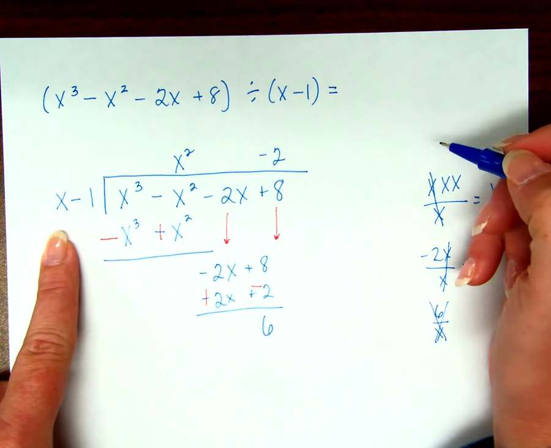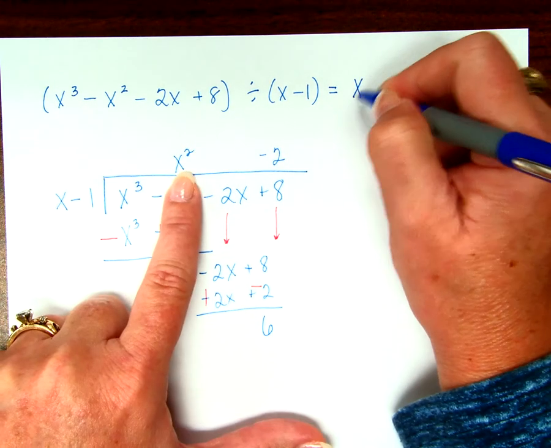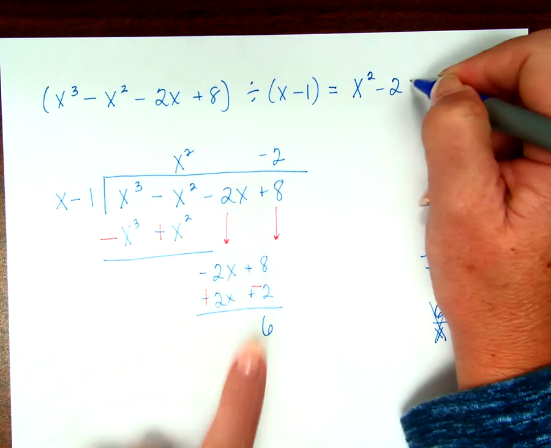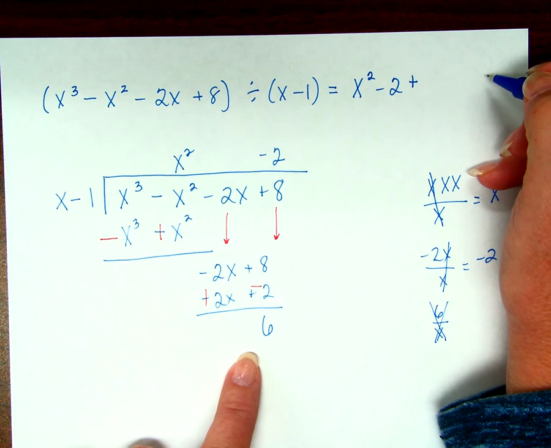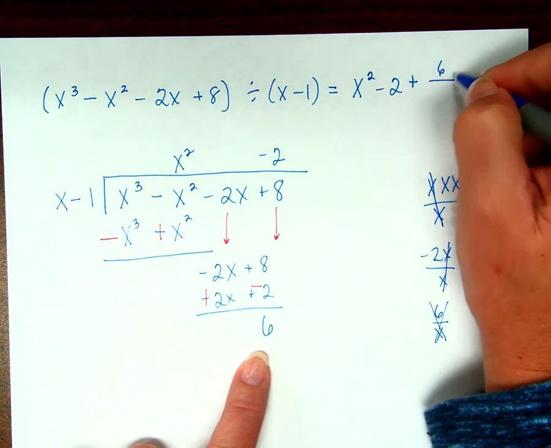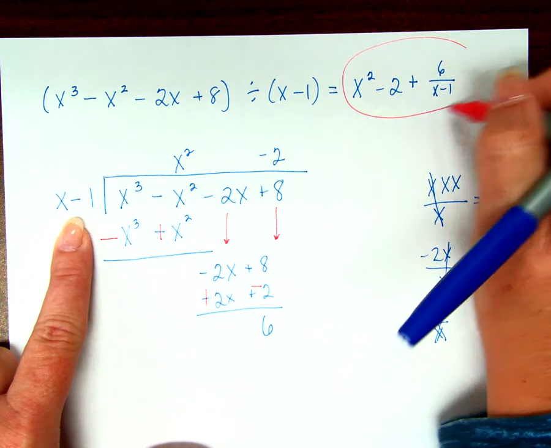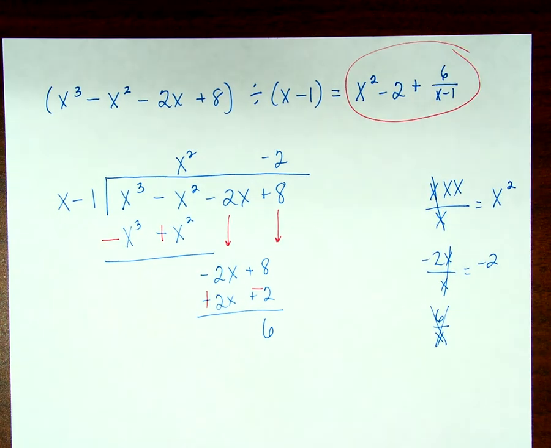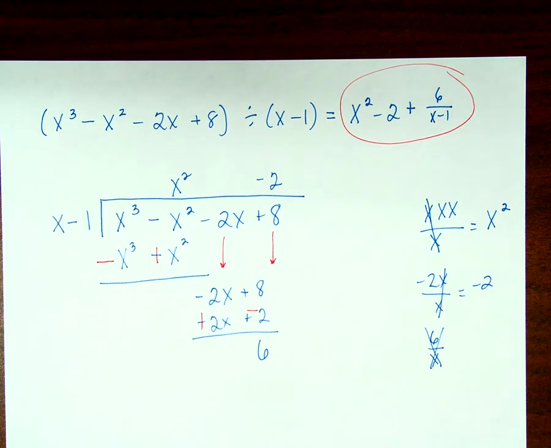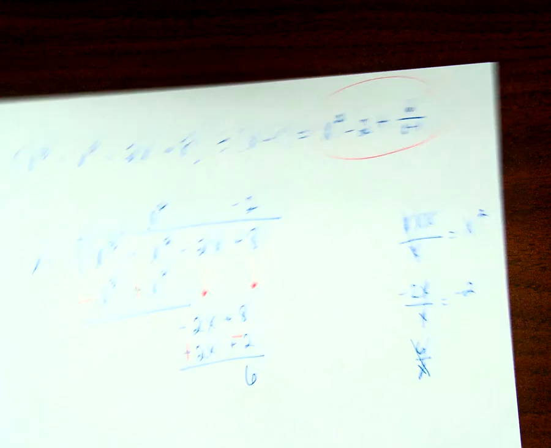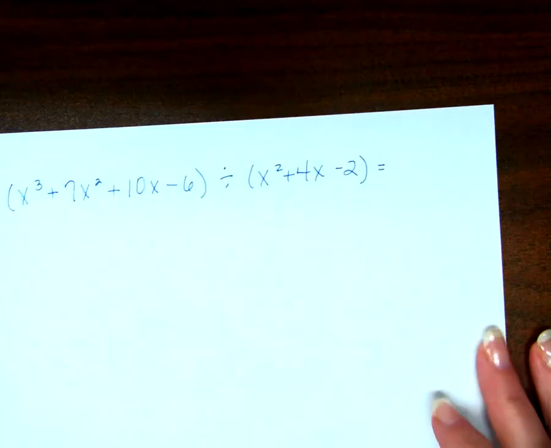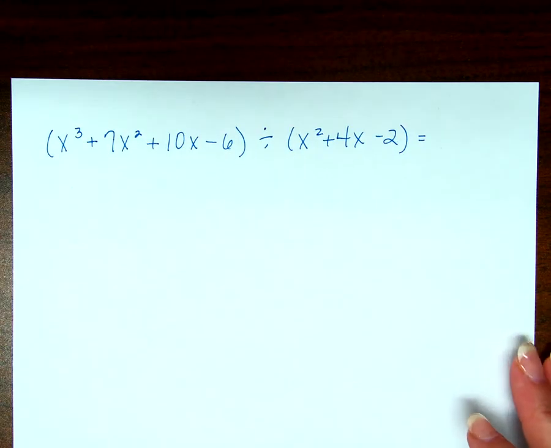So what's my answer? x squared minus 2 plus what? 6 over x minus 1. Perfect. Got it? Any questions? Can we do another? Okay. Please, that was so polite. Thank you for that. Please, please let's do another.